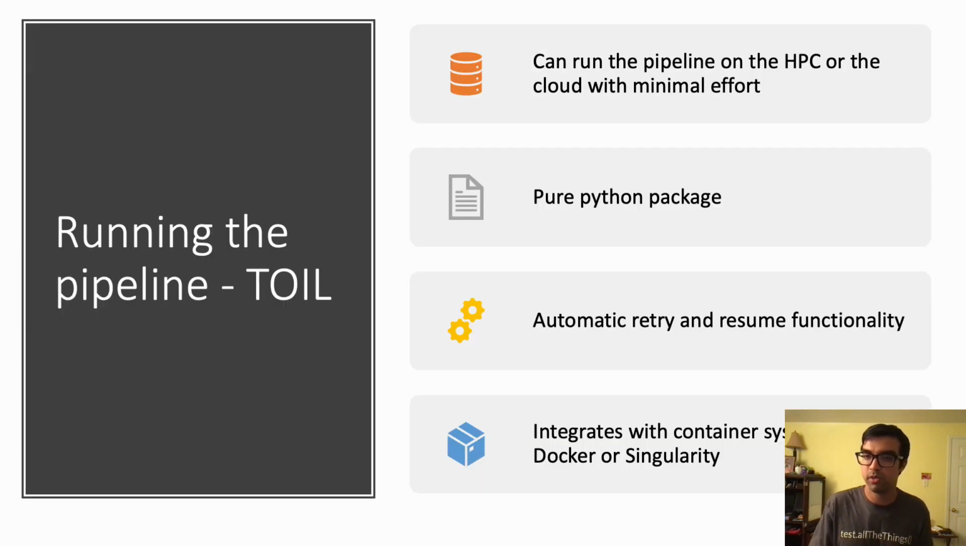And for running the pipeline, we use an executor known as TOIL. It is a pure Python package, and so it's just a pip install to set up. It has built-in support for many different HPC job schedulers, such as LSF. It also makes running our pipelines robust by automatically handling non-deterministic errors through automatically retrying failed jobs, and also allowing us to resume failed runs from where they stopped. And it also helps us integrate well with the tools we mentioned before, Docker and Singularity.